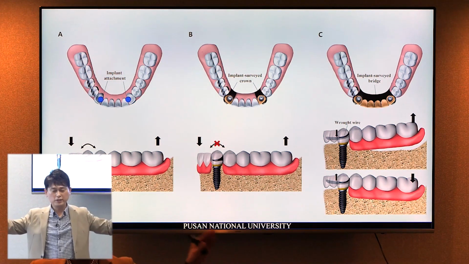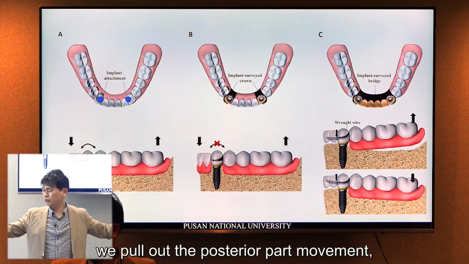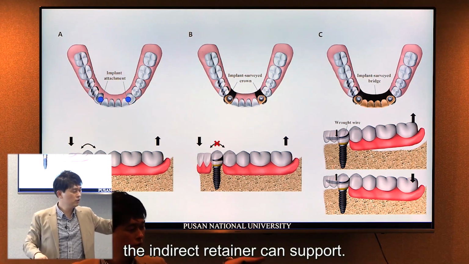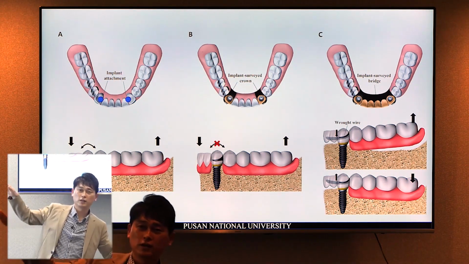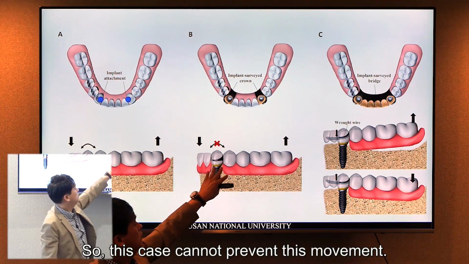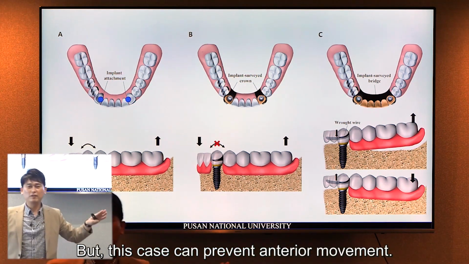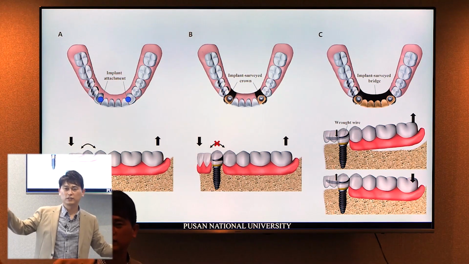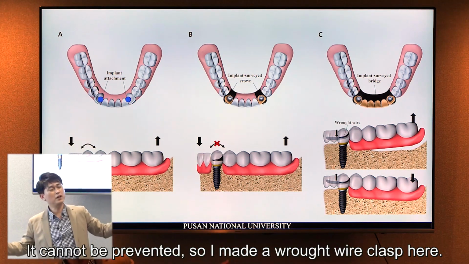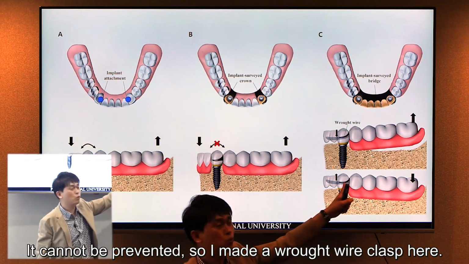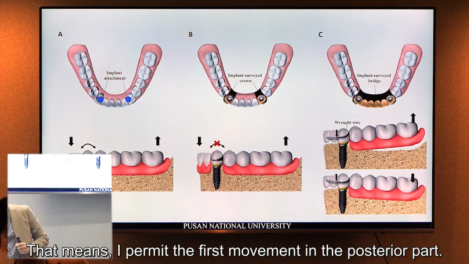So, okay, this is the burst movement. Anterior part, posterior part. When we pull out in the posterior part, the indirect retainer can support. You can prevent those kinds of movement. So this case cannot prevent this movement, but this case can prevent anterior part movement. So in the posterior part, how can we prevent this? It cannot be prevented. So I made the rotor wire here. That means I permit the burst movement in the posterior part.